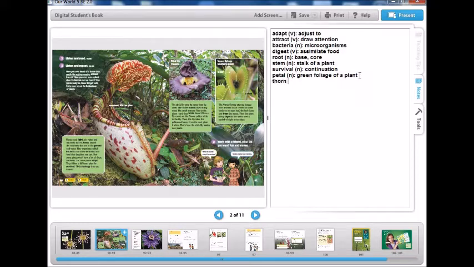And thorn. Thorn means, for example, you know the flower rose, okay? Roses are very beautiful flowers, but they have thorns. And if you hold a thorn, your finger may, you know, bleed, okay? It may hurt you.